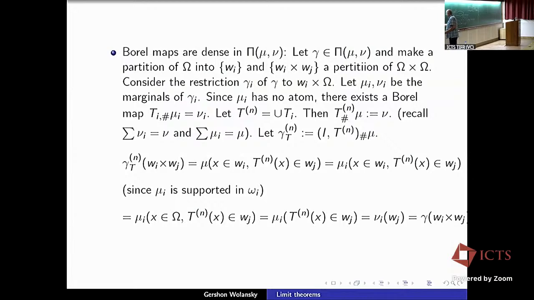So this is the partition. And this is where gamma i lives. This is omega x, and this is omega y. And this is where gamma i lives.